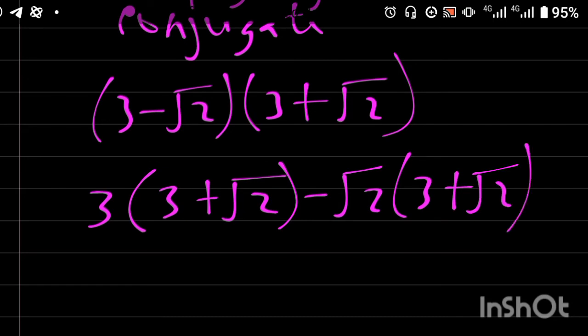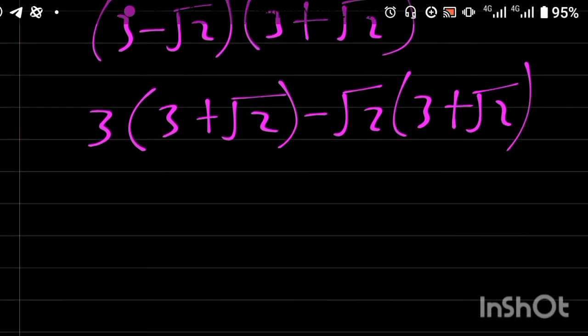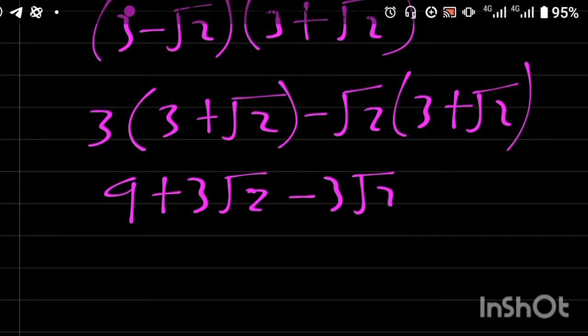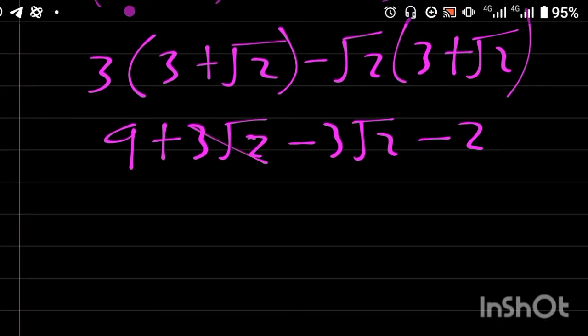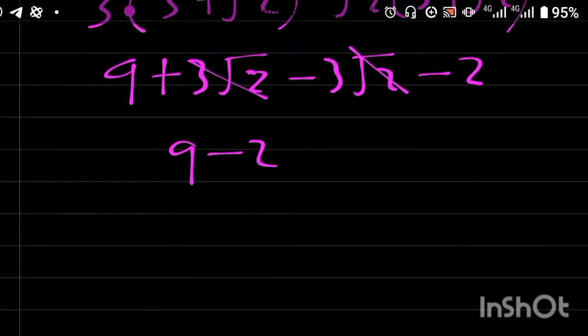Just your normal expansion. Then let's use 3 to multiply. 3 times 3, 9 plus 3 root 2, minus 3 root 2. Then minus root 2 times root 2 is 2. Therefore, plus root 2 minus root 2, we cancel. 9 minus 2, I'm going to have 7 as my answer.